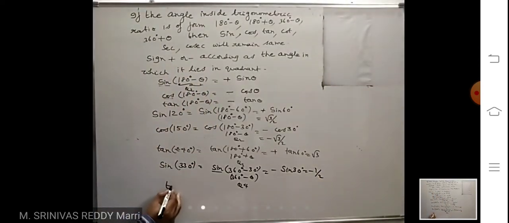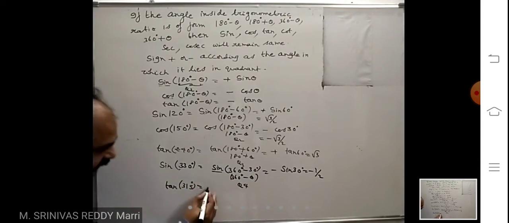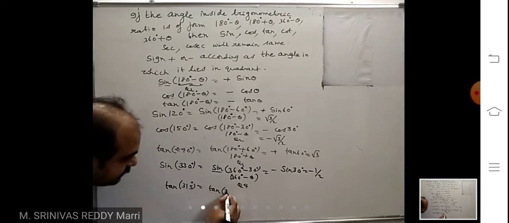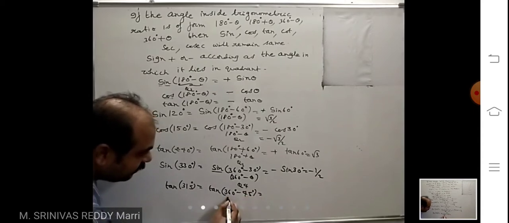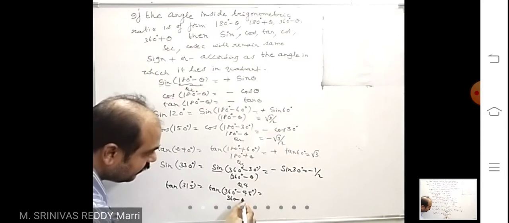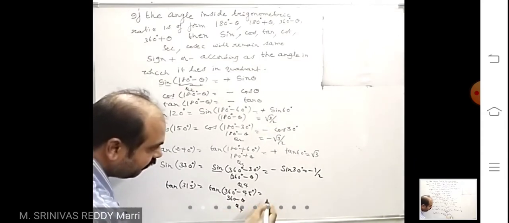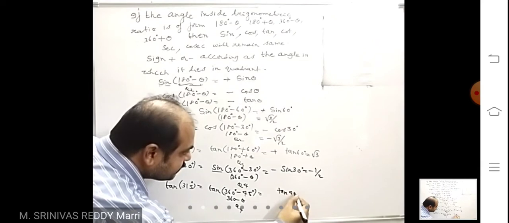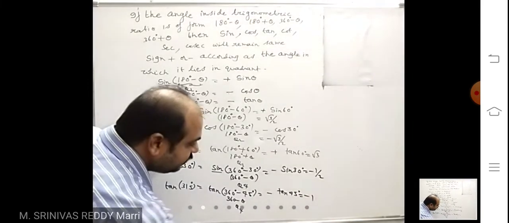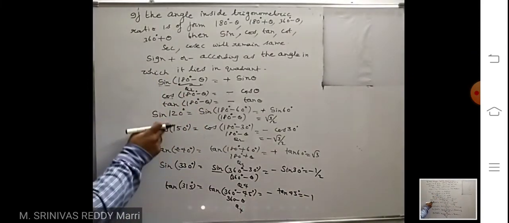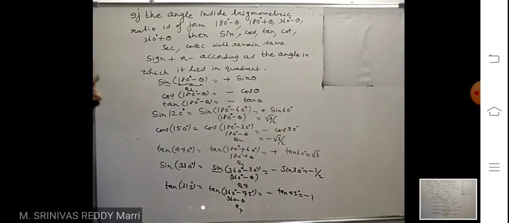Let us say tan of 315 degree. This is nothing but tan of 360 minus 45 degree. So 360 minus theta is in quadrant 4. So you write tan 45 first. And then in the fourth quadrant, tan is what? Negative. So this value is what? Minus 1. Like that, these types of angles can be converted into standard angles.